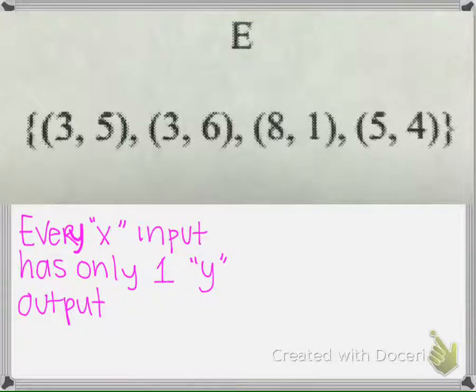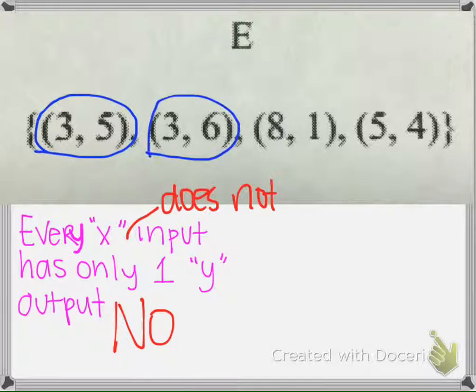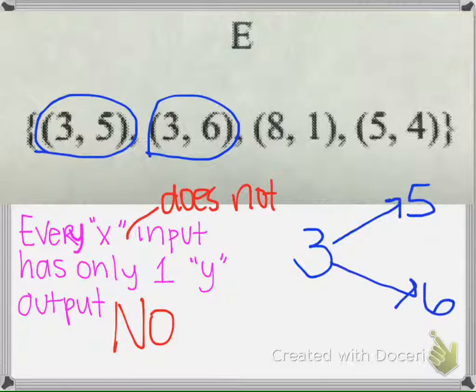Okay, if we look at this example here, this one would be no. Every x does not have only one output. When x is 3, it has 2 different outputs. When x is 3, it has an output of 5, and it has an output of 6. So the answer would be no, it is not a function, because every x does not have only one output. When x is 3, it has 2 different outputs.